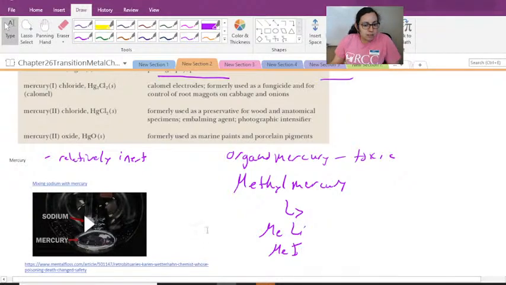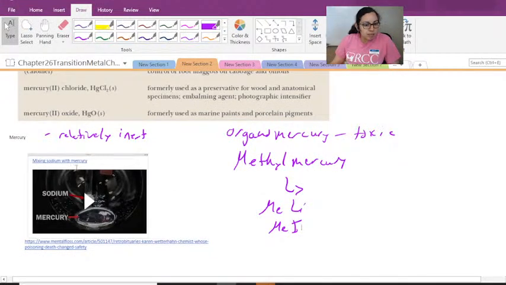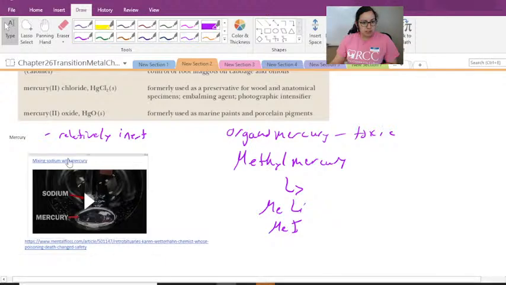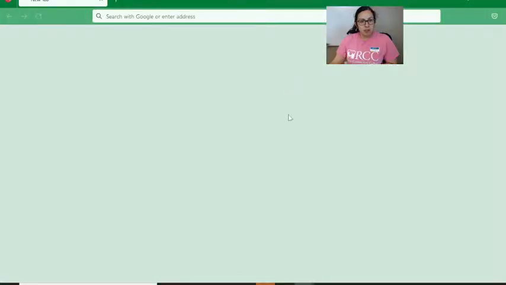And so let's look at other things. Oh yeah, I put a link in the notes about organomercury. So that's in there. Oh, I don't want to look at sad stuff too much though. So let's see what fun you can have with mercury.